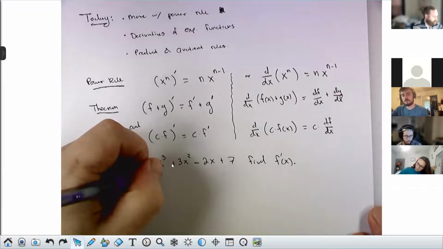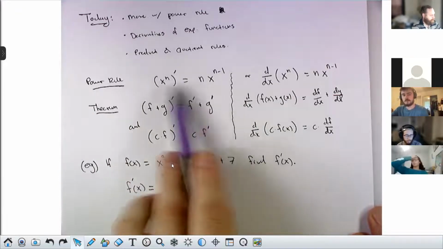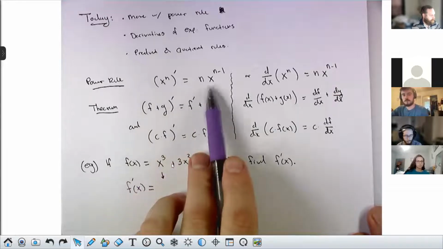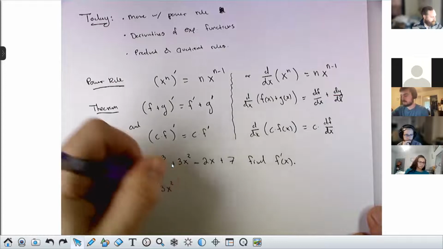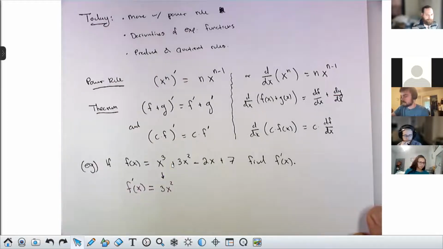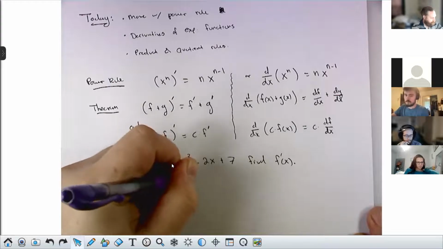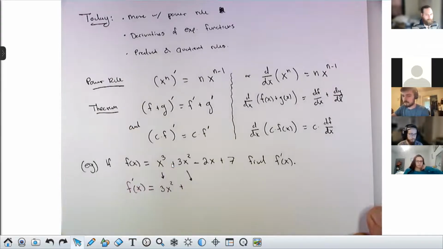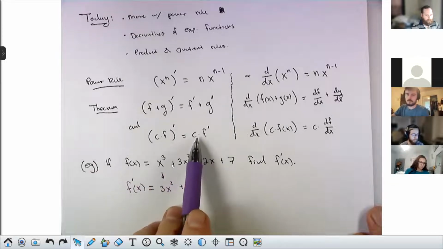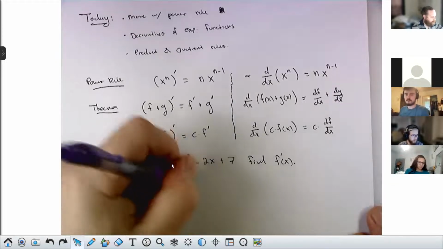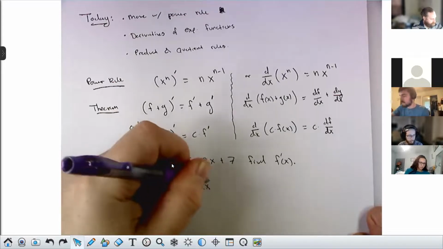So the x cubed piece, if I apply the power rule, right, with n equal 3, would be 3 times x to the 3 minus 1, or 3x squared. The 3x squared piece, if I apply the power rule and the constant multiple rule, right, which says that the constant 3 will come along for the ride, I get 3 times 2x to the 1.